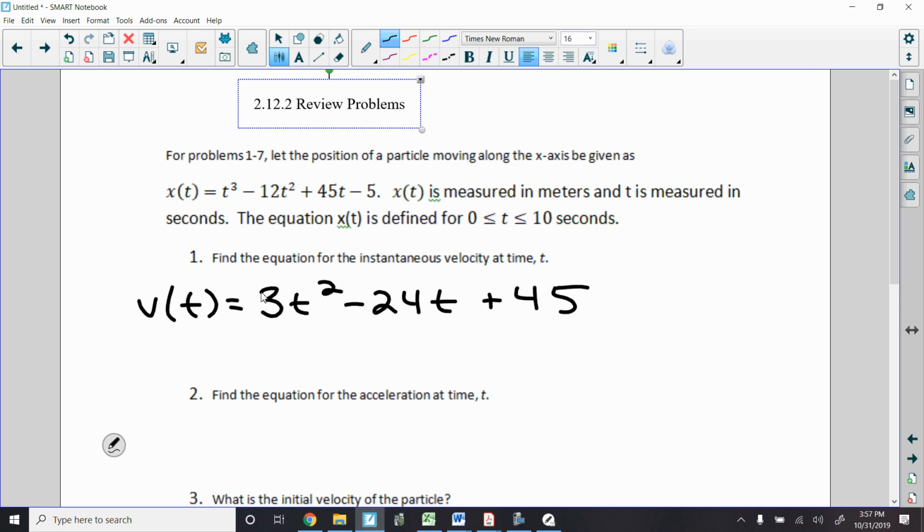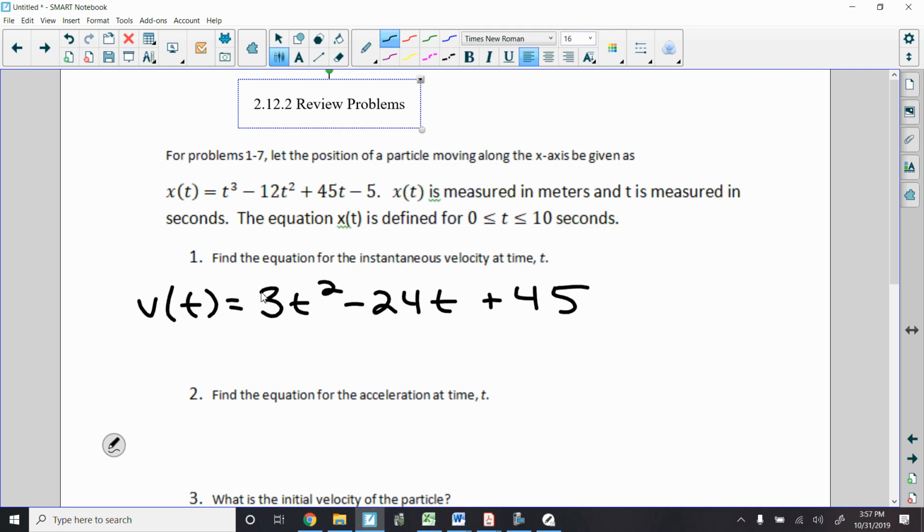Just as a heads up, on a lot of these problems, you use information from previous problems. It can help you and save you time in the future. It's only going to help you if you label it well. Okay, so that's our velocity equation.